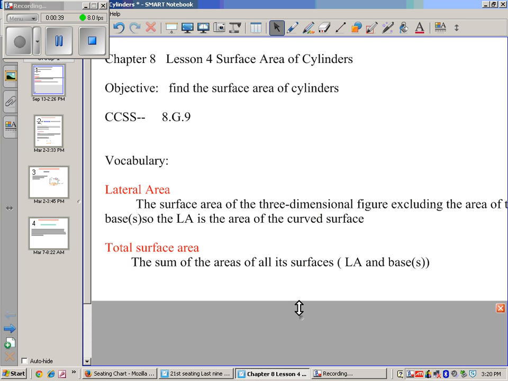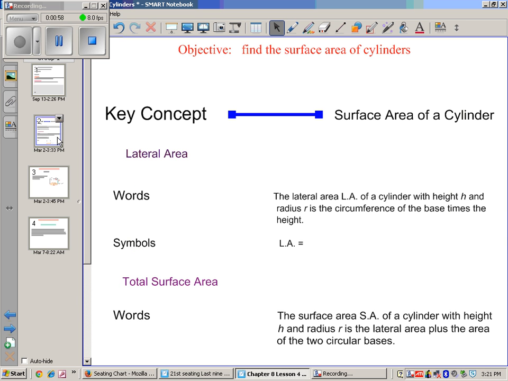And the total surface area is the sum of the areas of all of its surfaces, lateral areas, and bases. So when we talk about the total surface area, like a can of ravioli, we need the lateral area, the wrapper part, plus also the top and the bottom. You have to calculate those as well for total surface area. Let's get on to our next slide, which is our key concept.